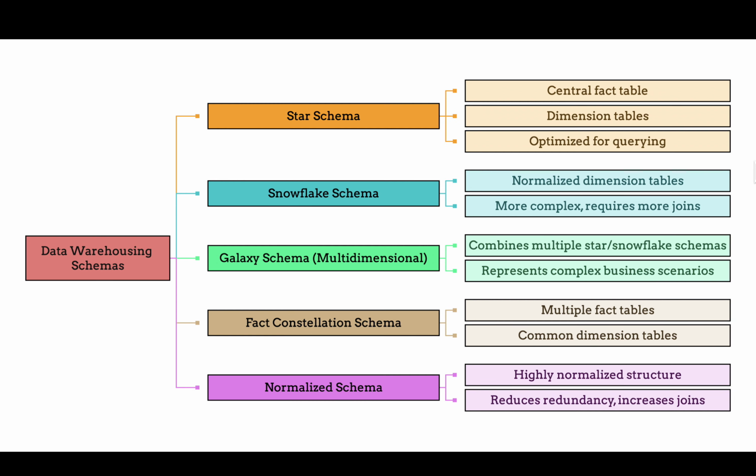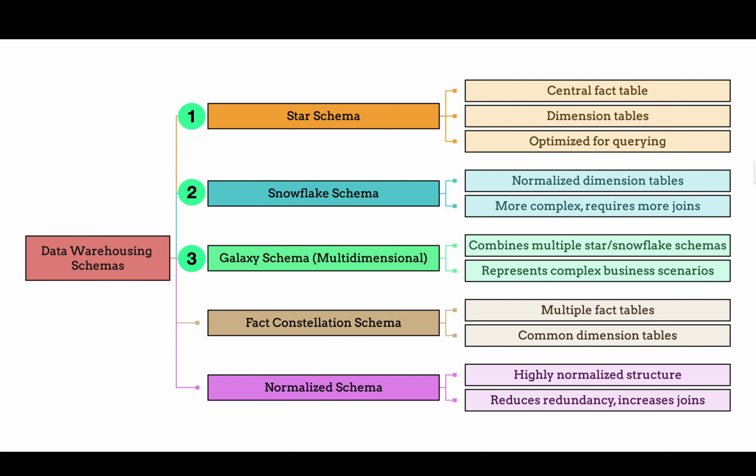Data warehousing schemas. 1. Star schema, the simplest style of data warehouse schema. The star schema consists of a central fact table referencing a series of dimension tables. It's optimized for querying large datasets and is the most straightforward for end users to understand. 2. Snowflake schema, an extension of the star schema where dimension tables are normalized, dividing them into additional tables. This structure reduces data redundancy but can be more complex and may require more joins.